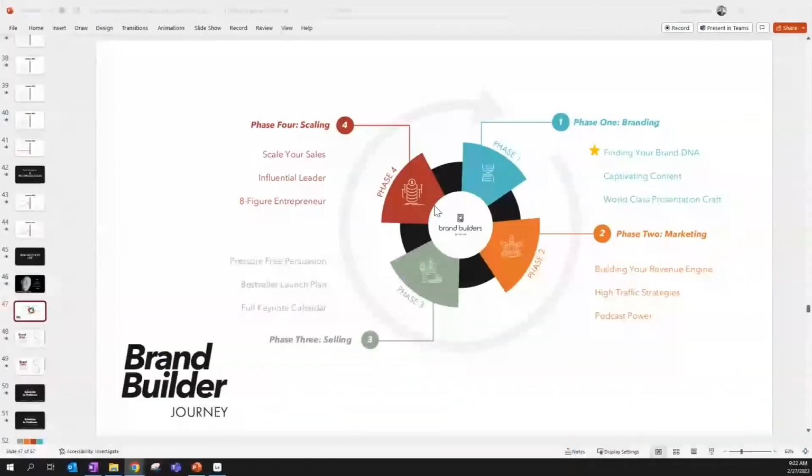At Brand Builders Group, we're a personal brand strategy firm, so we've got a pretty big curriculum. Our curriculum is vast, as you're seeing here. There are 4 phases, with 3 topics in each phase. Each one of these topics, like finding your brand DNA or captivating content, has roughly 6 pillars, the detailed steps or work you need to do to find your brand DNA, create captivating content, or build a world class presentation. The list goes on. So our curriculum is vast, and we love acronyms, we love framework diagrams. We're big practitioners of what we preach.